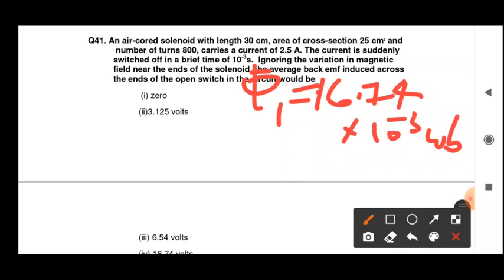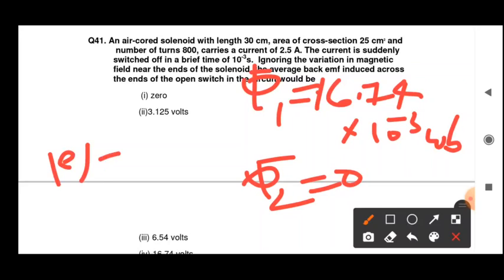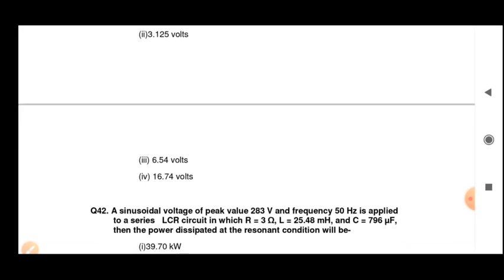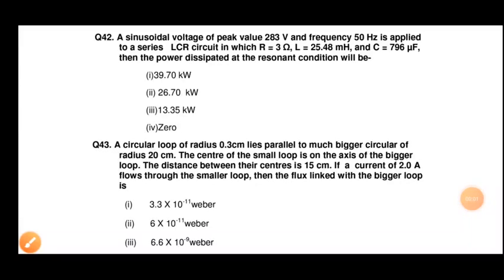Now the final flux: as we are ignoring the variation in magnetic field or other things, phi 2 will be equal to 0. So the average back EMF is d phi by dt, meaning the change of flux in time. Here the change of flux will be equal to this value that we have written, and time is given as 10 power minus 3 second. So you have to solve this one. If you solve, then the value obtained is 16.7574 volt.